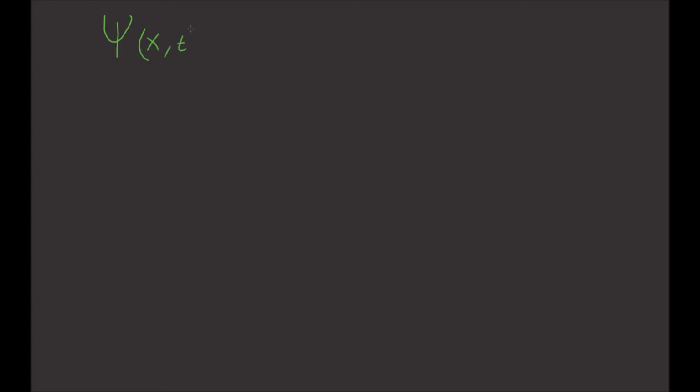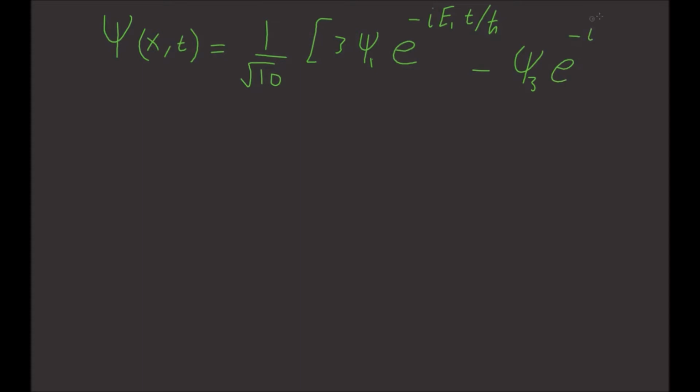Now if we invoke the time dependence in the wave function, we get psi of x comma time equals 1 divided by square root of 10 times (3 psi 1 times e to the minus i E1 times time divided by h bar minus psi 3 times e to the minus i E3 times time divided by h bar).